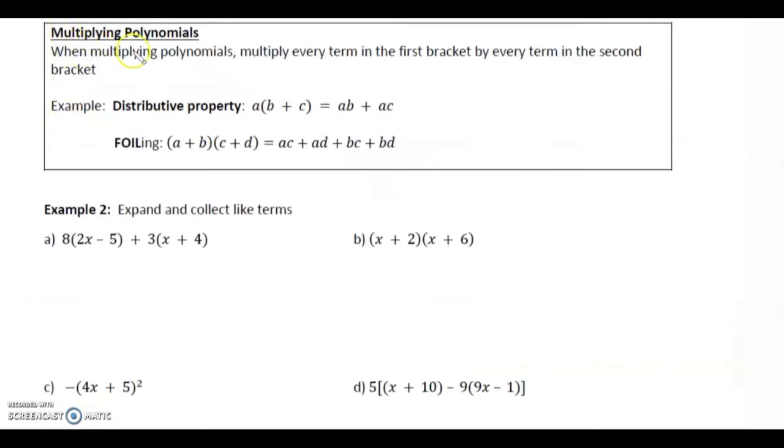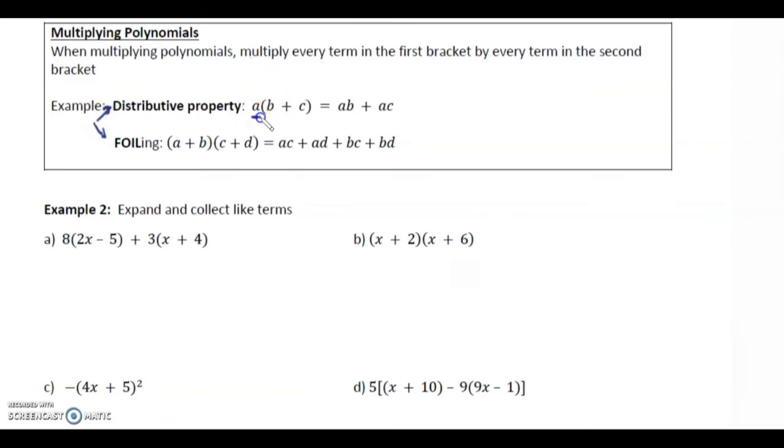Okay, now we're going to do multiplying polynomials. When multiplying polynomials, we're going to multiply every term in the first bracket by every term in the second bracket. There's going to be two different types of expanding here.